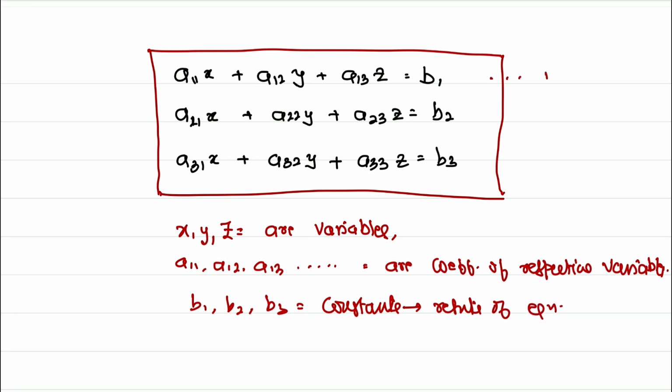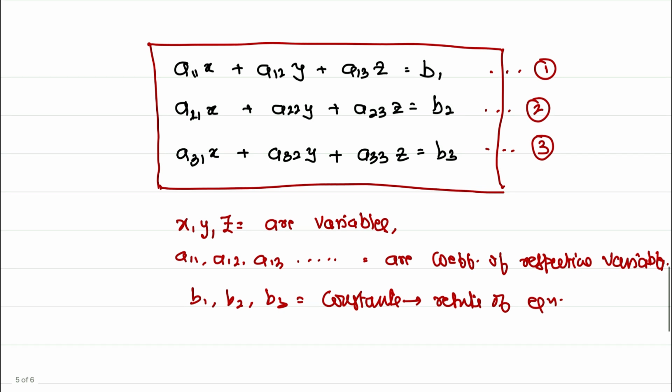Equation 1, equation 2. That means some equation a11x plus a12y plus a13z is equal to some constant. That is the result of the equation. 3 equations are there, 3 variables are there, 9 coefficients are there, 3 result constants are there. Now, how can you write this in matrix form? That is the crux of the problem here.